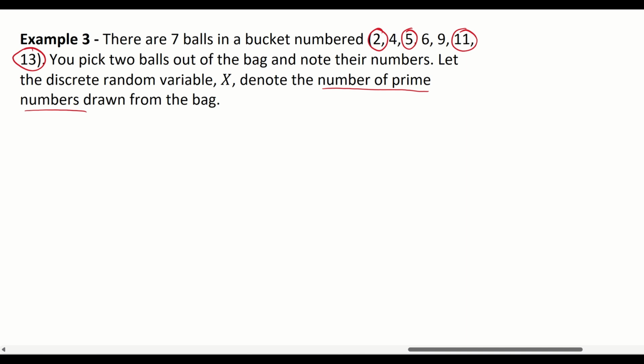So remember, we're picking 2 balls out. So x could be 0. We could get no prime balls. We could get 1 prime ball, or we could get 2 prime balls.